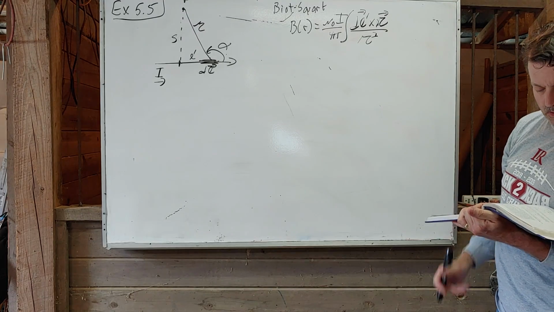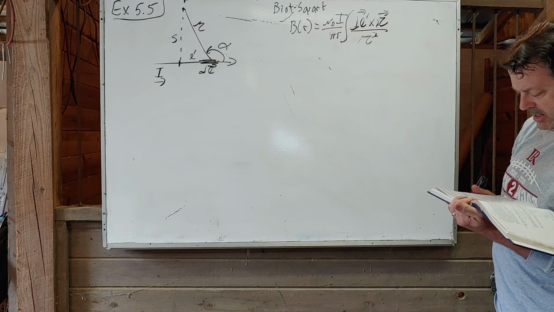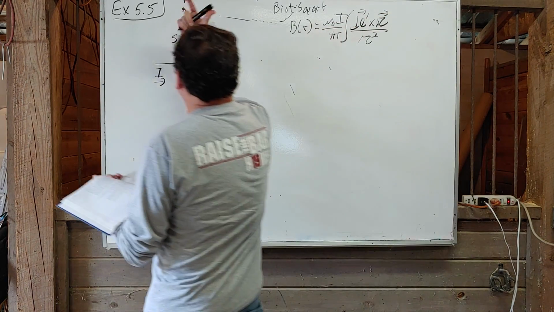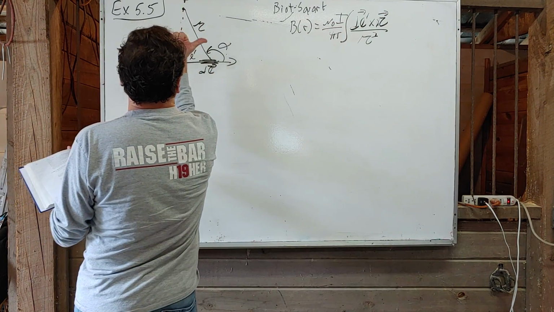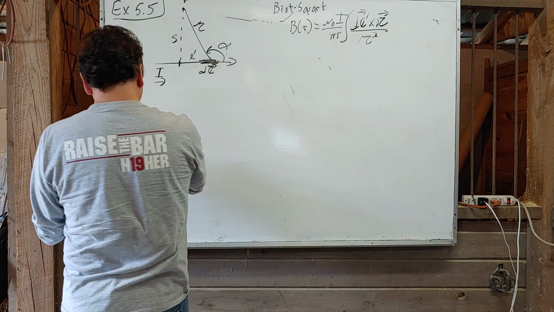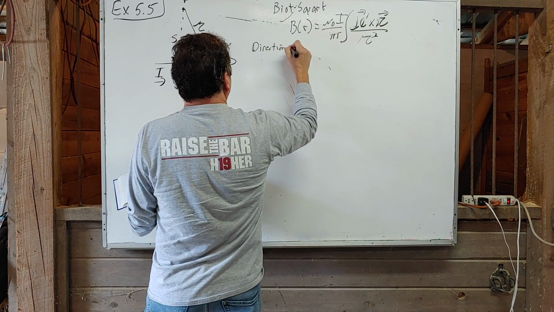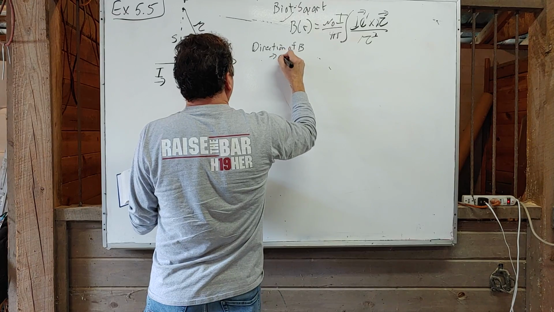Okay. All right. And if we look at this, it's going to go out of the page, by the right-hand rule. So the direction of B is out of the page.